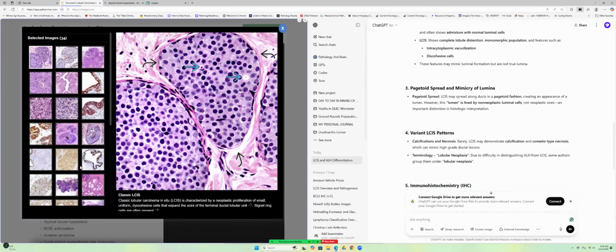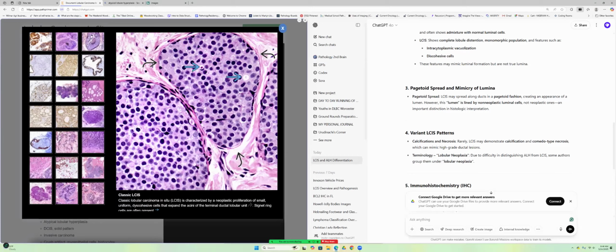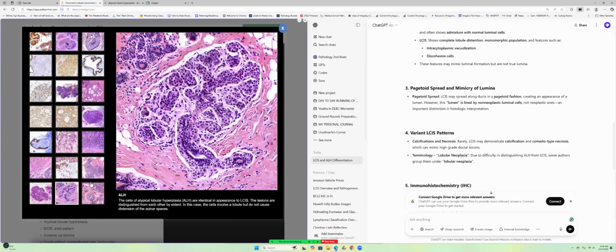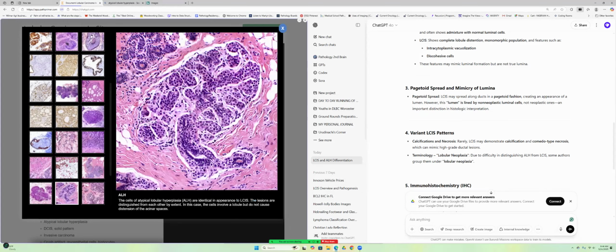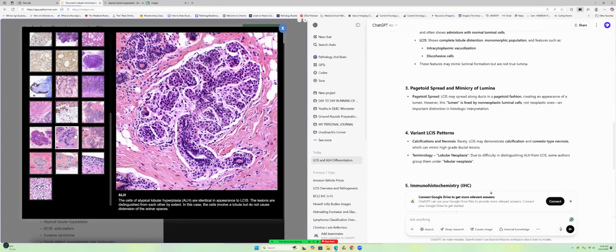Compare it now to this again. You see these signet ring cells. You see these neoplastic cells, monomorphic cells. No more two-layer unit. You don't have luminal and myoepithelial layers. So this is pure ALH, right? ILC, this LCIS. So let's look for it.